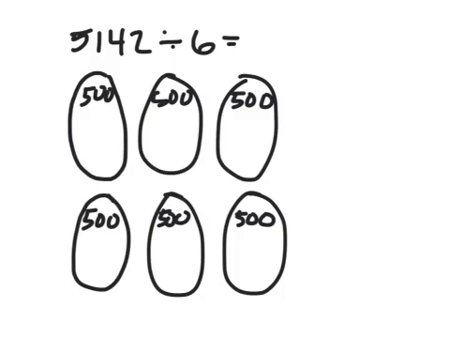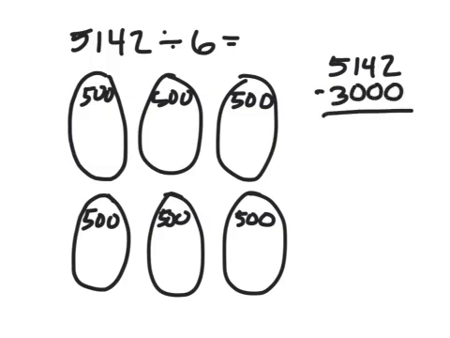And I need to also keep track of how much is left. So I'm going to start with 5,142. I put 500 into each group, which was 3,000 altogether. How much is left that still needs to go into groups? Well, there are 2,142 still left that needs to go into groups.